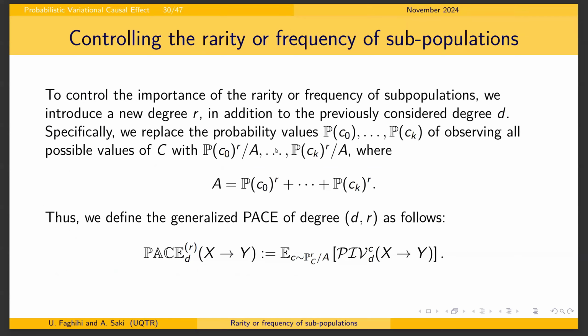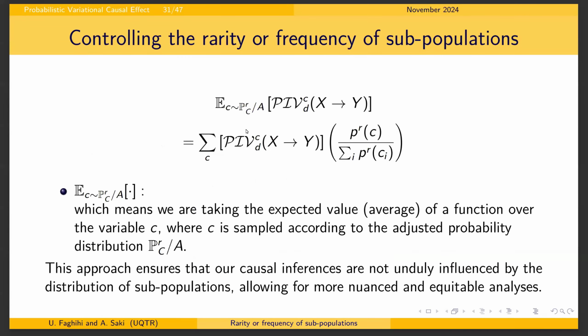For the subpopulation, what we did is that we took each of the probabilities that I showed you and raised it to the power of R and divided by A. What is A? It is the summation of all these probabilities. And for the Bayes probabilistic variational causal effect formula, we get this expected value that I can rewrite like this, which means that we are taking the expected value or average of a function over the variable C, where C is sampled from this probability, according to the adjusted probability distribution of this one.